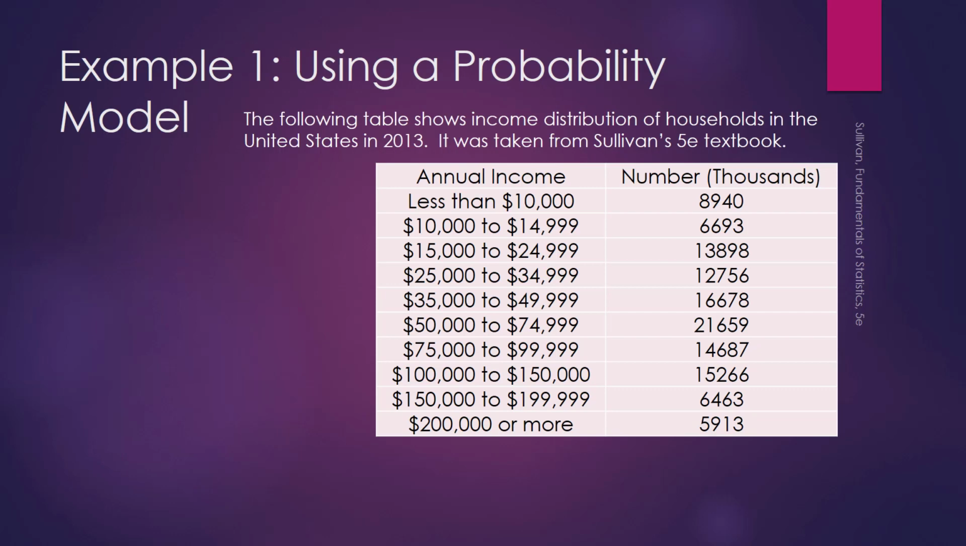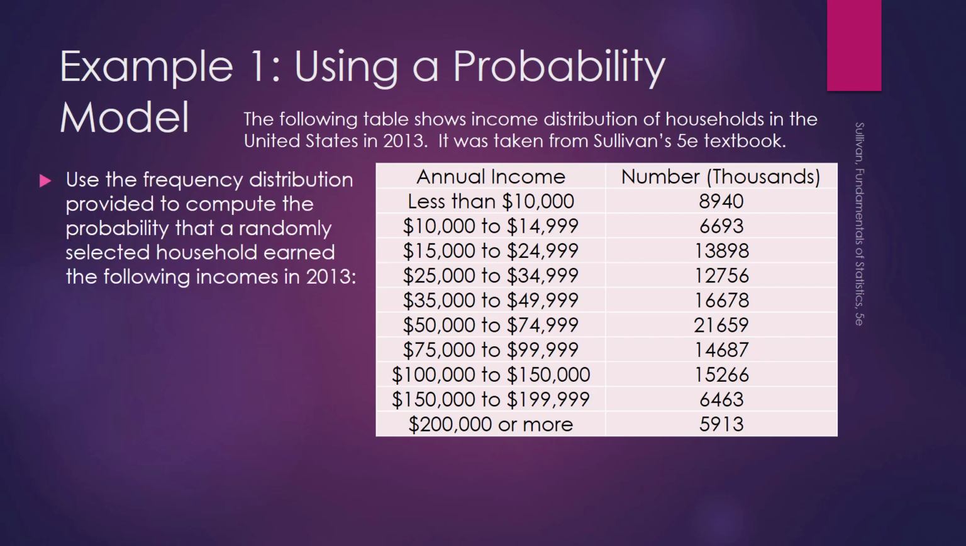Example 1, using a probability model. The following table shows income distributions of households in the United States in 2013. It was taken from Sullivan's 5th edition textbook. Use the frequency distribution provided to compute the probability that a randomly selected household earned the following incomes in 2013. A, $200,000 or more, B, at least $10,000, and C, at most $15,000.